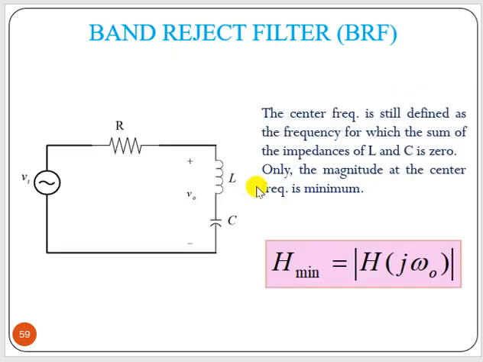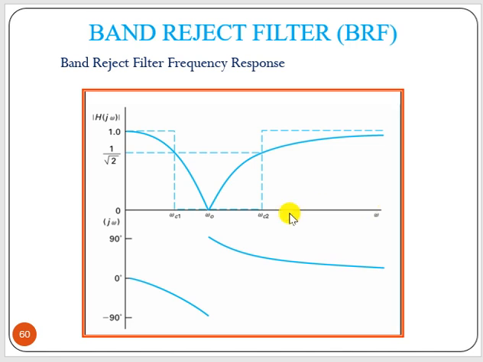So the center frequency is at s equal to j omega 0. Omega 0 is the resonant frequency. Now this is the plot of the frequency response. So this is your omega c1, omega c2, the cutoff frequencies at the 1 by root 2 point, or minus 3 dB point. This is the phase plot.